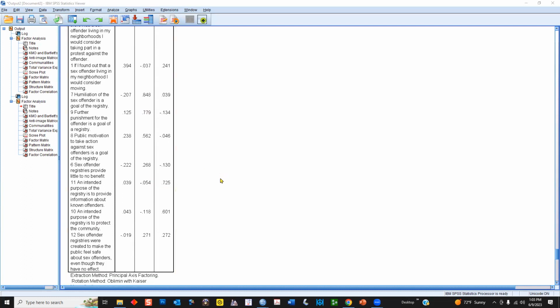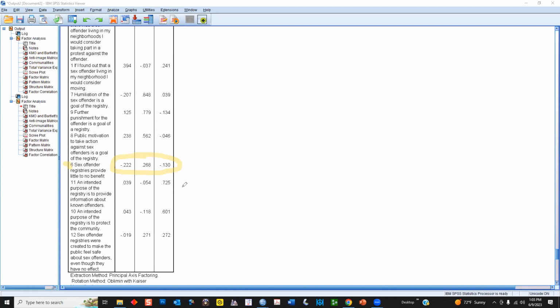scrolling down, we can see at the bottom, number 6 was the one that was problematic before, item number 6. It's this one: sex offender registries provide little to no benefit. So that one was not working well. It's still not working well. So that's a sign that that particular item is a bad item. It's not performing well with the rest of the scale. And so we're going to take a look at removal of that item next.